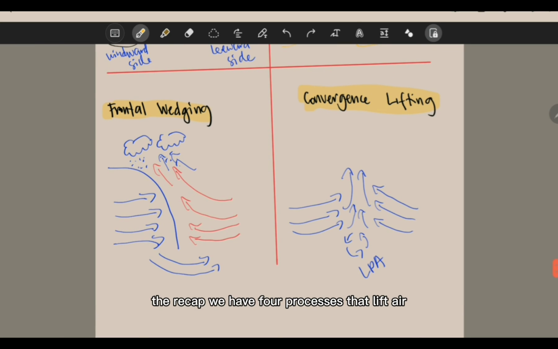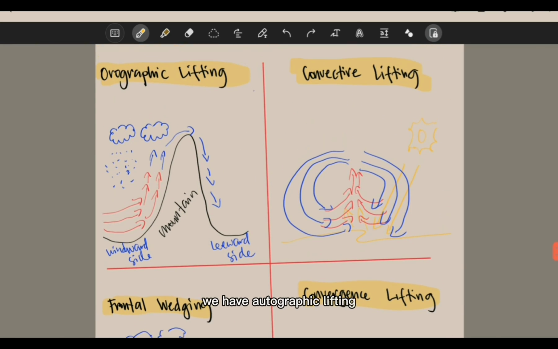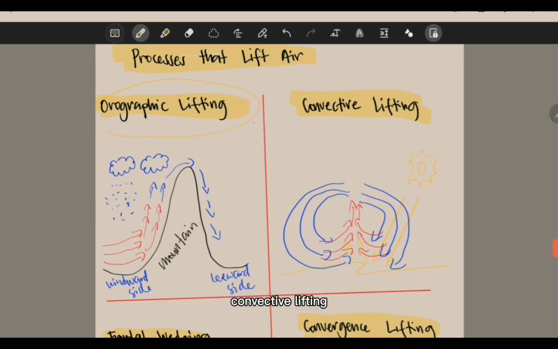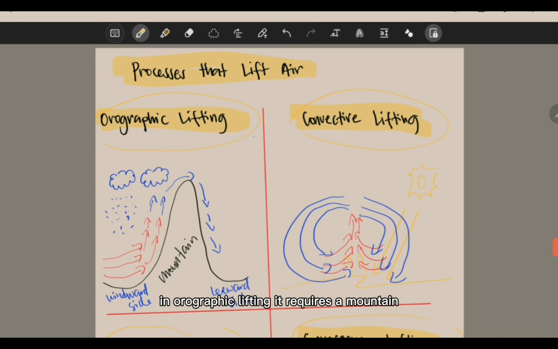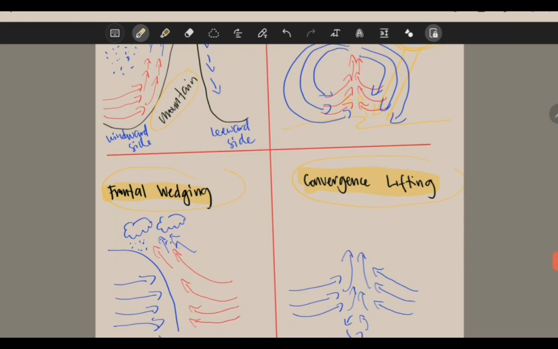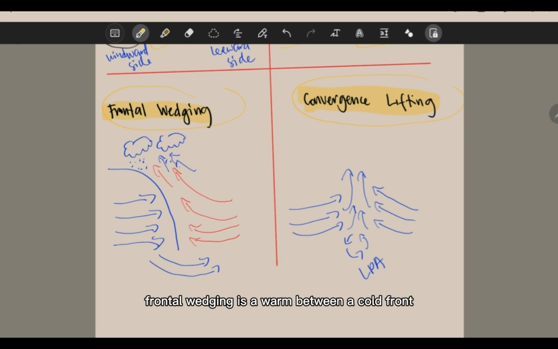To recap, we have four processes that lift air. We have orographic lifting, convective lifting, frontal wedging, and convergence lifting. In orographic lifting, it requires a mountain. Convective lifting is dependent on the sun's heat. Frontal wedging is a war between a cold front and a warm front. And convergence lifting is when we get low pressure areas that can develop into dangerous storms.